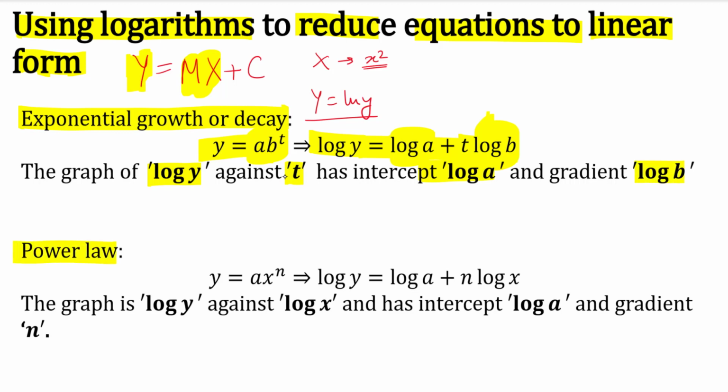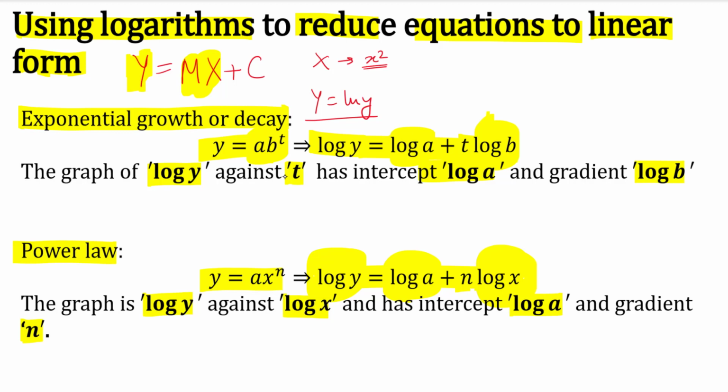Secondly, the power law. When we have y equals a times x to the power n, again we take log, and we get log y equals log a plus n log x. The variables are log x and log y, and their powers are 1, so we can say it is a linear form. Now in this case, if we draw the graph of log y against log x, we'll get the y-intercept as log a and the gradient as n. So that's all from the topics.